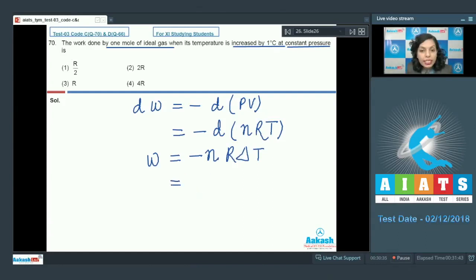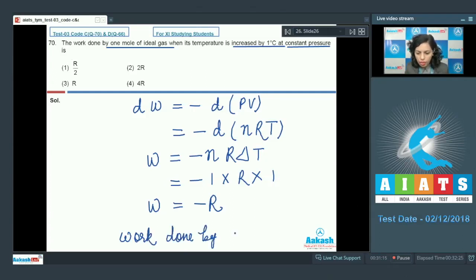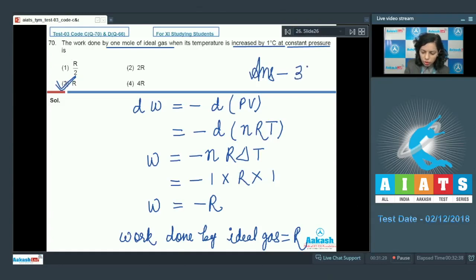So this would be minus n. n is the number of moles, 1 mole is there, R is there, and what about delta T? This is the change in temperature, that is 1 degree Celsius. Now it would be minus R, and W would be minus R here. So the work done by the ideal gas is minus R. Where is it given? It is given in option 3, and the answer for this particular question is also option 3. Let's check the next question.